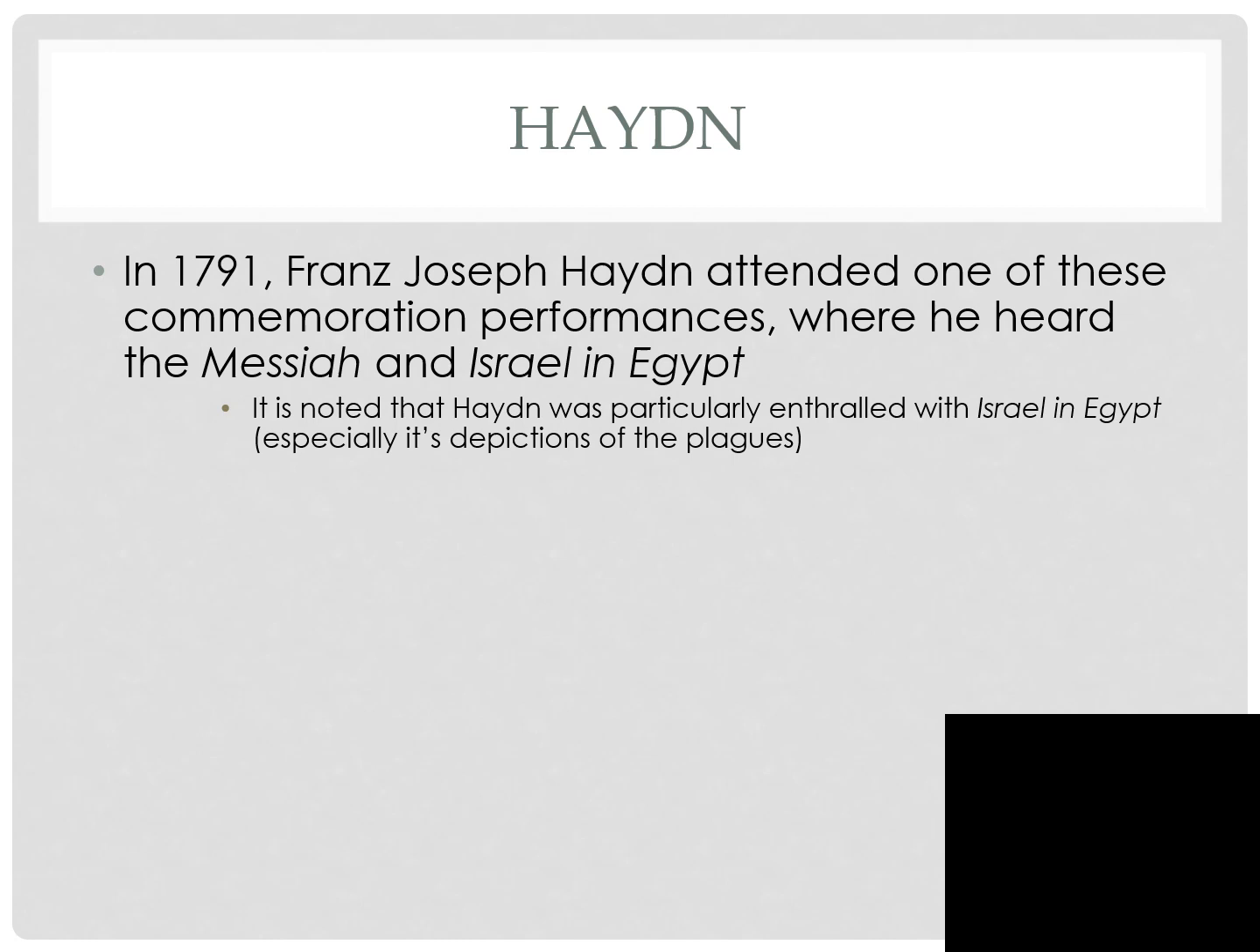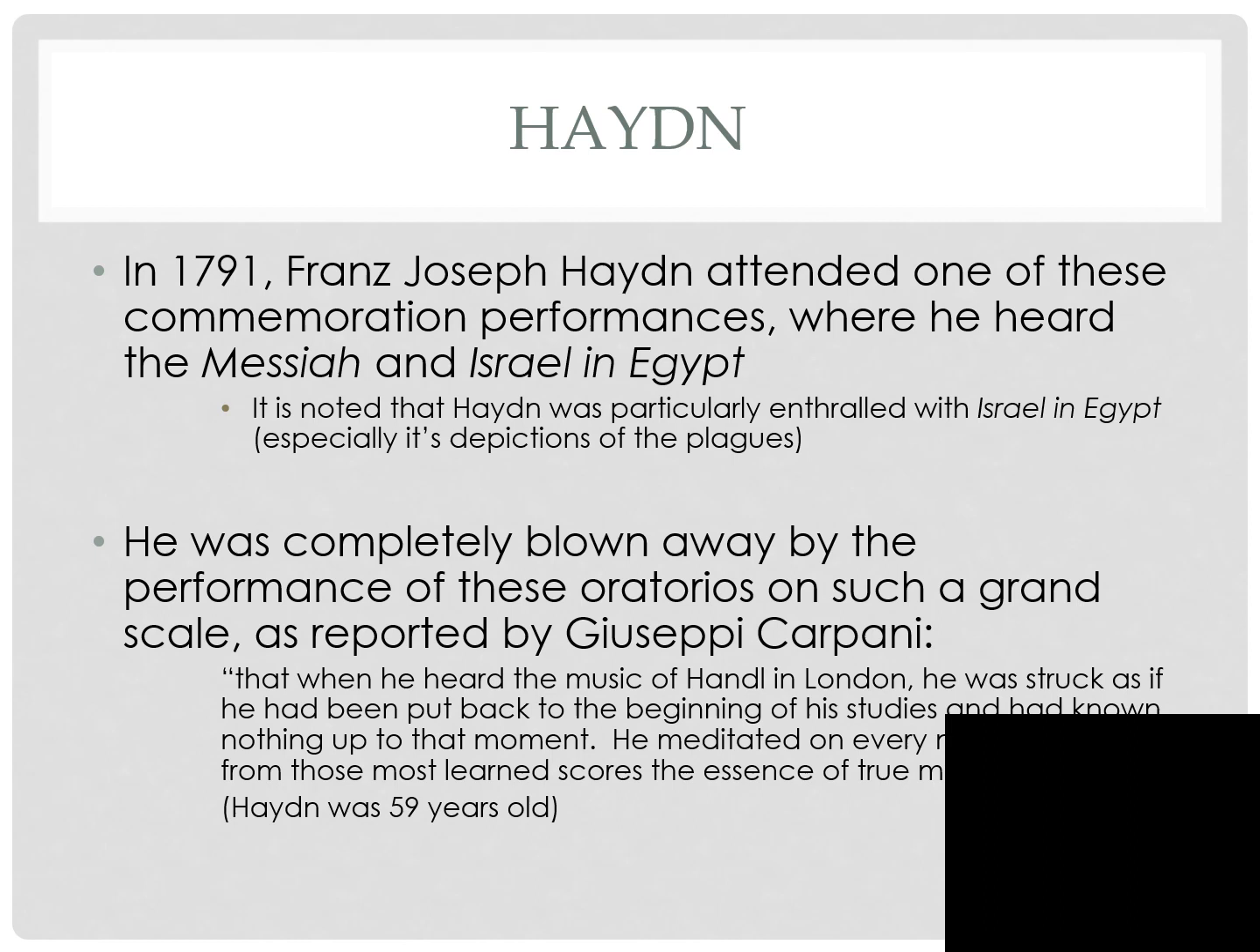Well, Haydn attended one of these big commemoration performances, and there he heard two pieces, Messiah and Israel in Egypt. It is noted that Haydn was particularly enthralled with Israel in Egypt, especially the depiction of the plagues. He was completely blown away by the performance of these oratorios on such a grand scale that when he heard the music of Handel in London, he was struck as if he had been put back to the beginning of his studies and had known nothing up until that moment.